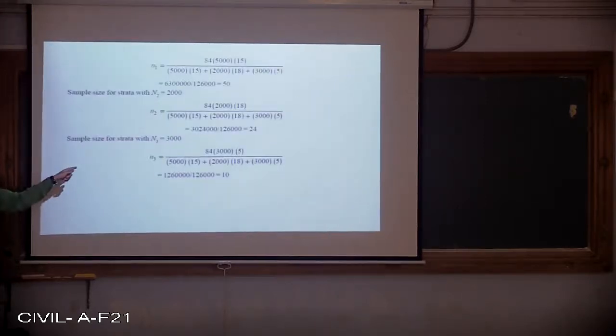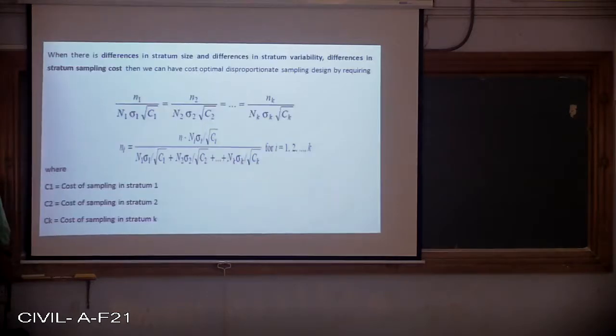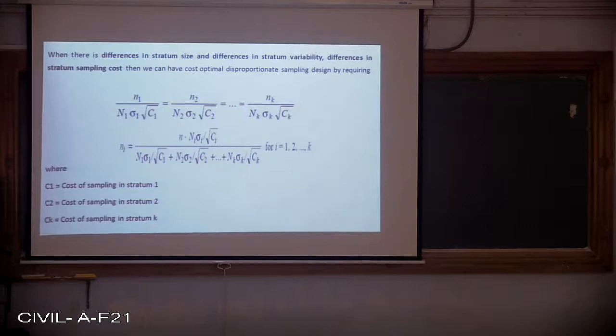So n1 is 50, n2 is 24, n3 is 10. So n1, n2, n3 deviations you can find out. When there is a difference in stratum size, now in size itself there is a difference, at that time, what you are going to do is with this formula.